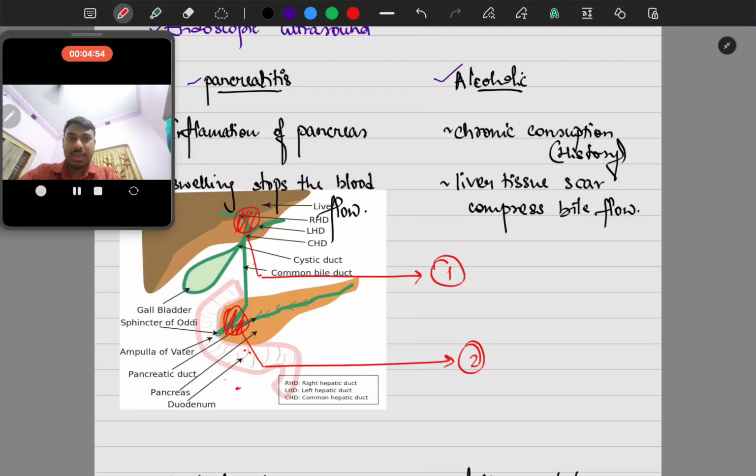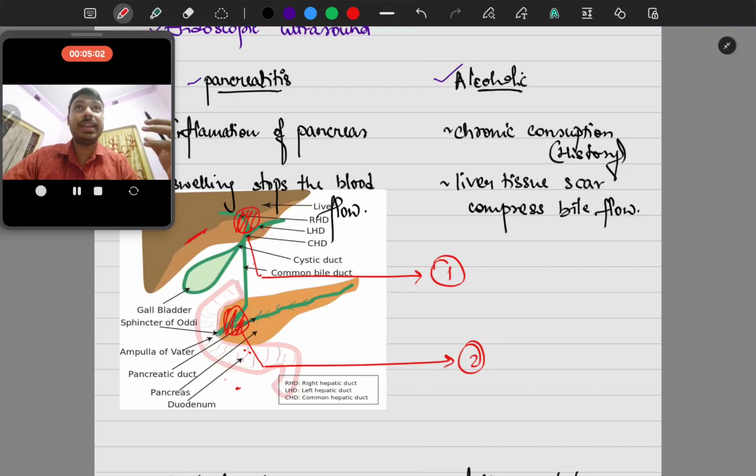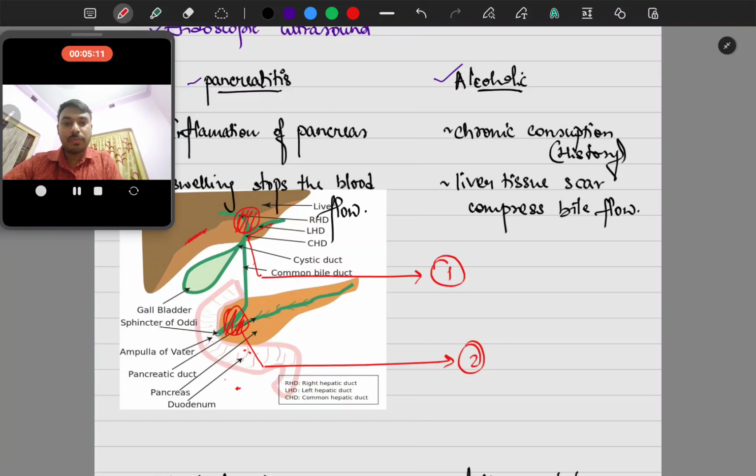So if I see the alcoholic one, alcohol directly damages the liver. So if the liver is damaged or gets fibrosed, meaning scar tissue formation, the right hepatic duct and the left hepatic duct will be obstructed, thus the flow will be stopped and there will be obstructive jaundice. But in pancreatitis, if there is inflammation in the pancreas, both ducts from the gallbladder and the liver, that is the common hepatic duct, along with the pancreatic duct, will be obstructed. So overall the flow of bile is hampered.